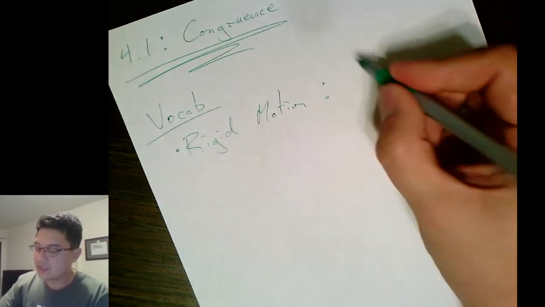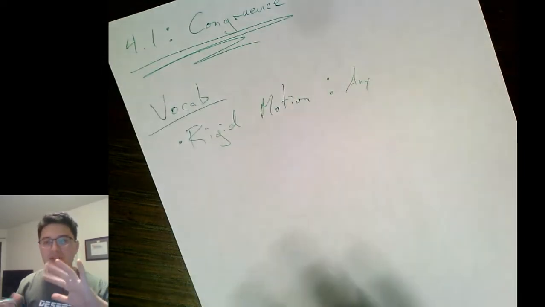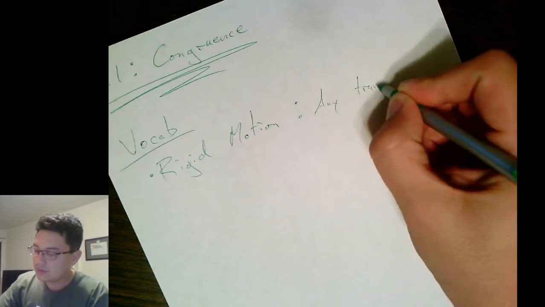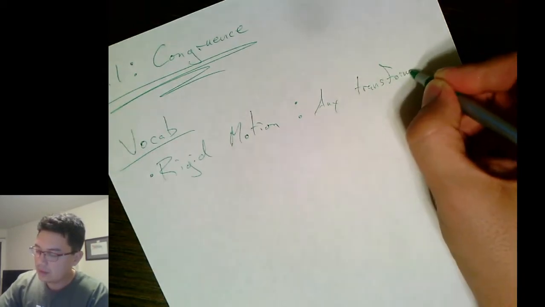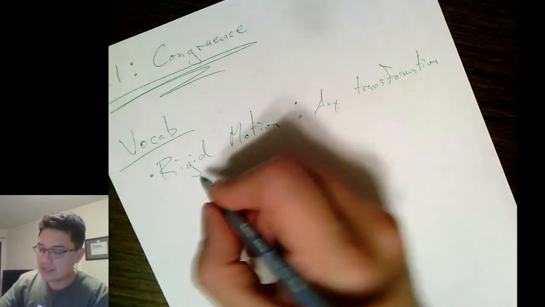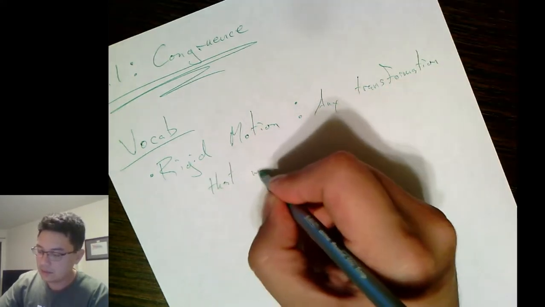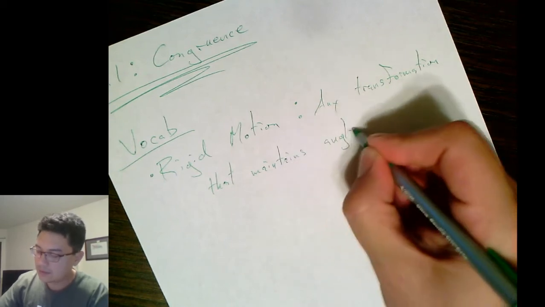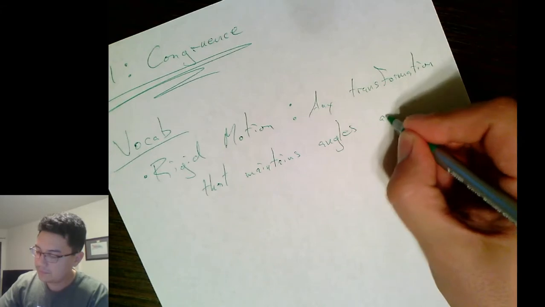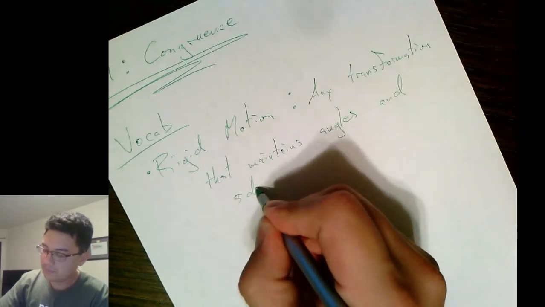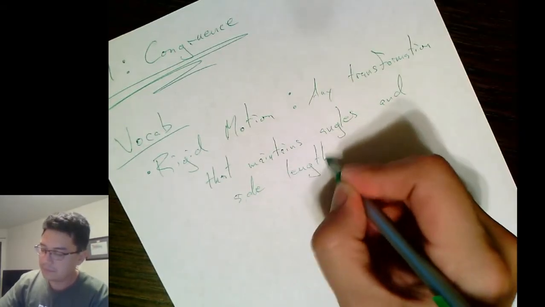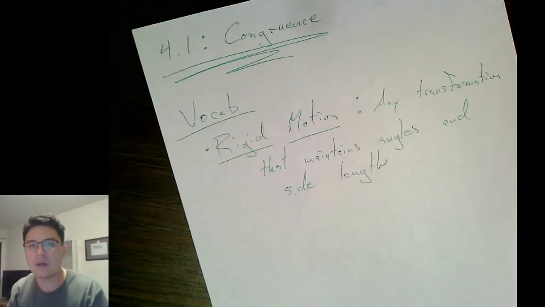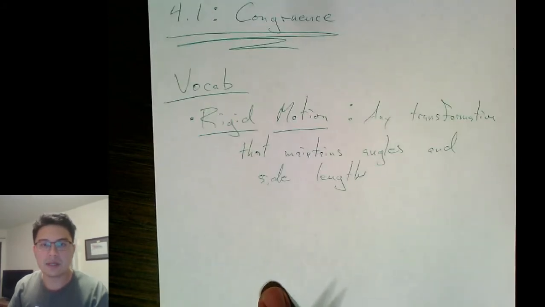A rigid motion is any transformation, so any shift or flip that we can do with an object. It's any transformation that maintains angle measures and side lengths. So that's a rigid motion. That's going to be our first piece of vocab. It's something we already know, but we're just going to take another look at it.